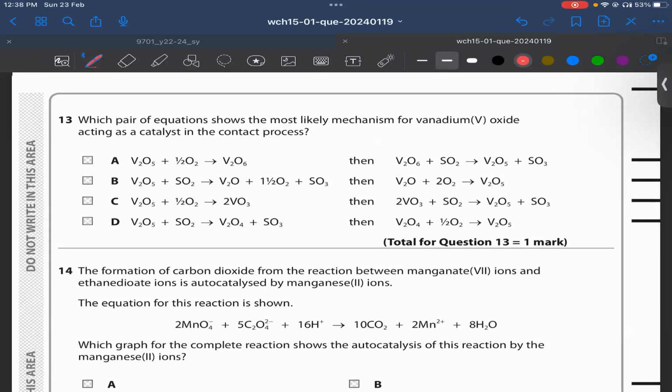All right, which pair of equations shows the most likely mechanism for vanadium 5 oxide acting as a catalyst in the contact process? They've given us four equations. Which pair of equations shows the most likely mechanism for V2O5 acting as a catalyst in the contact process?